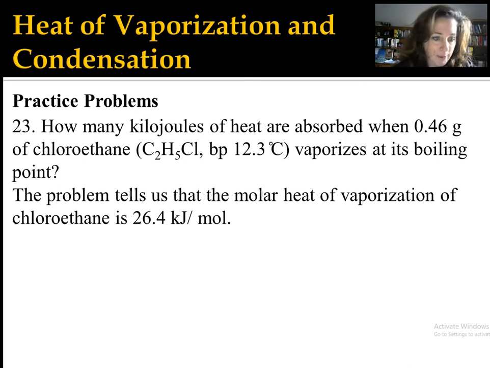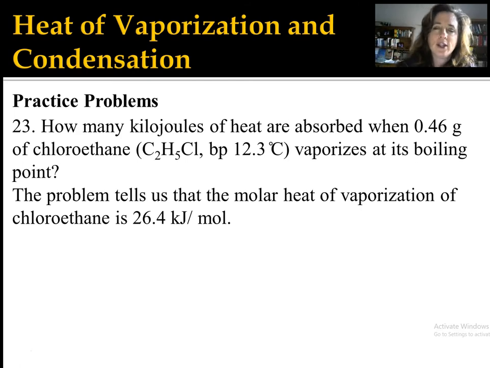So here's another practice problem. How many kilojoules of heat are absorbed when 0.46 grams of chloroethane vaporizes at its boiling point? So can you guys imagine? And we talked in one class about what a tiny quantity 0.46 grams is. But imagine a little tiny beaker with a little bit of chloroethane. Now this stuff is even more volatile. It wants to evaporate more than ether does, because it's got a really super low boiling point.